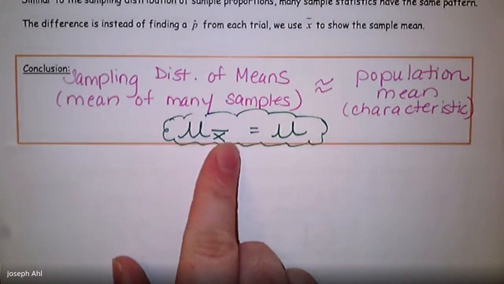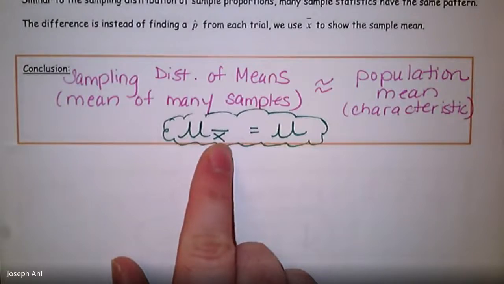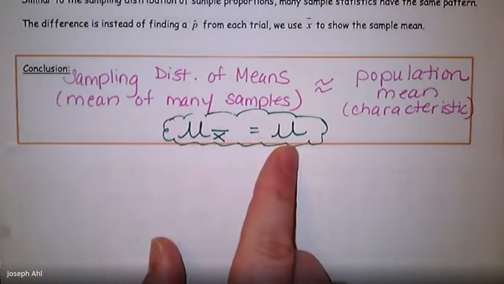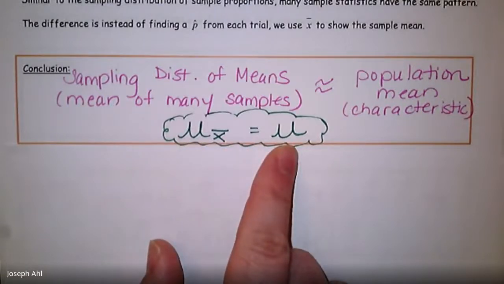Mu of those sample means, which are the x bars, the average of those sample means, is going to wind up equaling the average or the mean of the population. Okay.